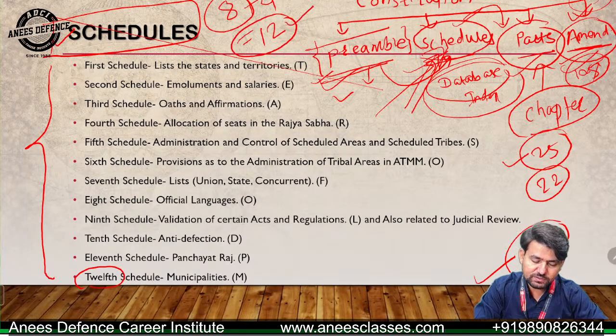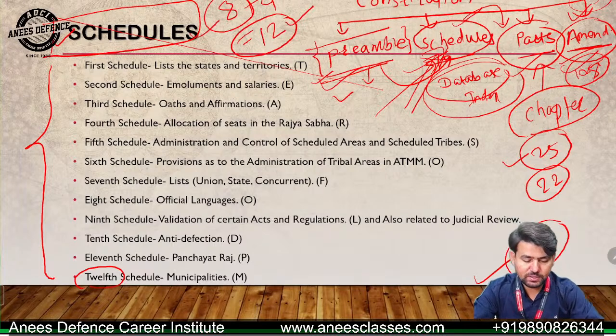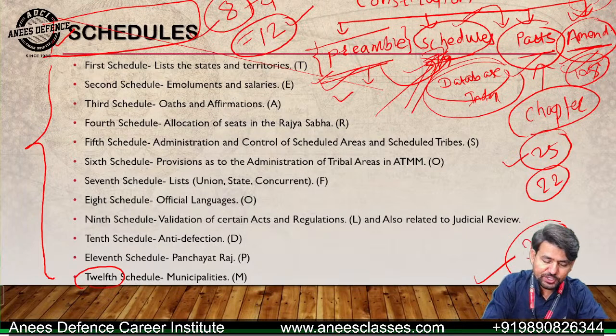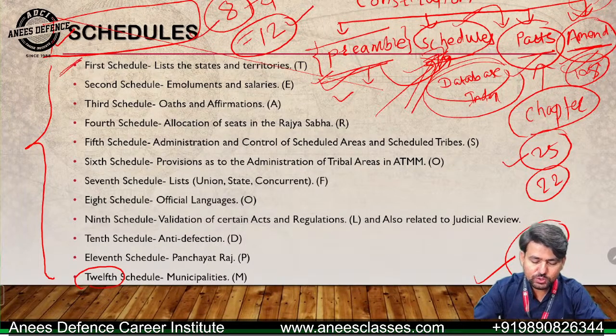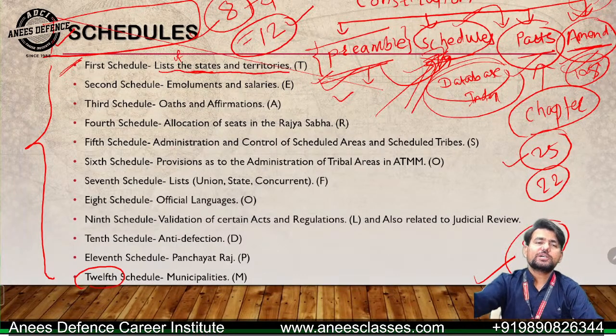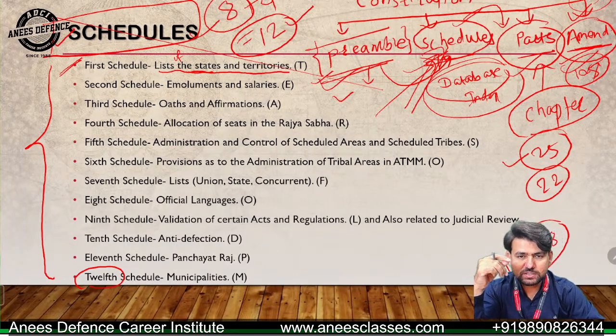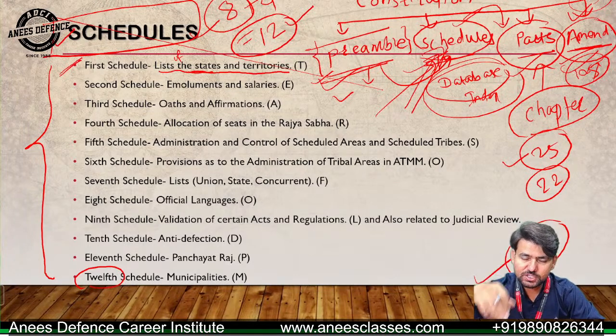That is one thing which you should remember. So let's start with the schedules. The very first schedule talks about the lists of the states and the territories. That means this schedule gives you the total number of states and the names of those states and other territories.